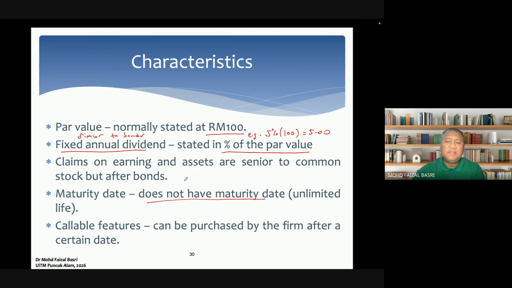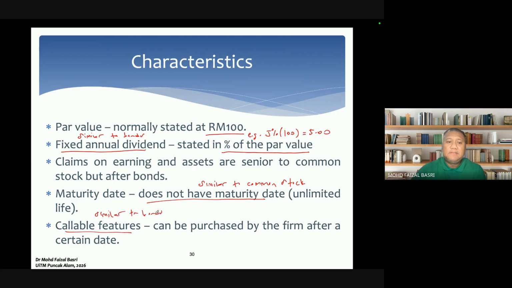So, macam bond tadi, dia ada maturity 5 to 40 years. But for preferred, this is similar to common stocks. Okay, similar to common stock, dia tak ada maturity. So, it's unlimited life lah. And in terms of callable pun sama, this is similar to bond.